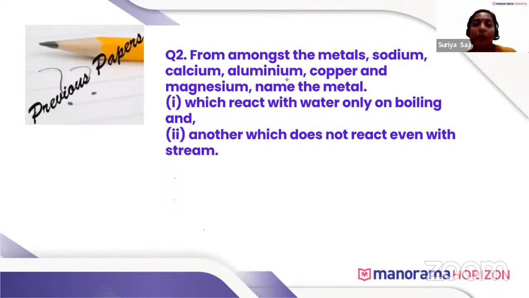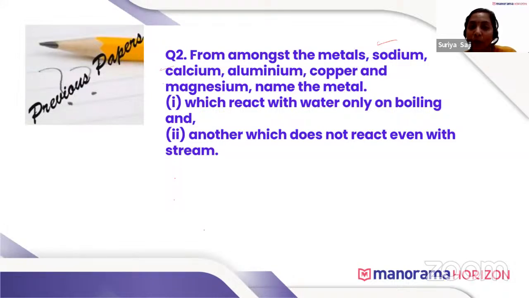So think of the properties. We know that sodium is highly reactive, so it will react with cold water as well. Calcium is also highly reactive. Think of group 1 and group 2. Group 1 and group 2 elements will be highly reactive. Sodium is highly reactive, and calcium is highly reactive.